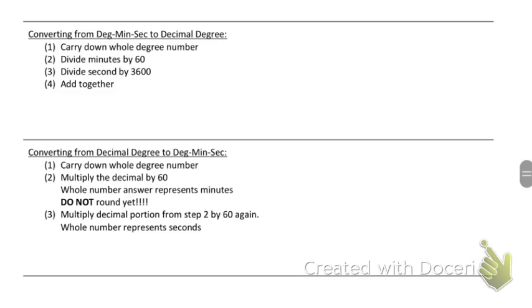Practice converting from degree, minute, seconds to decimal degree. Our example is going to be 32 degrees, 5 minutes, so it's 5 with a tick mark, and 28 seconds. I'll tell you right now, that's a super small decimal, so we're going to be rounding by the time we get to degrees. This is the easier way to go of the two. All you have to do is carry down your whole number. So let's carry that 32 degrees down.